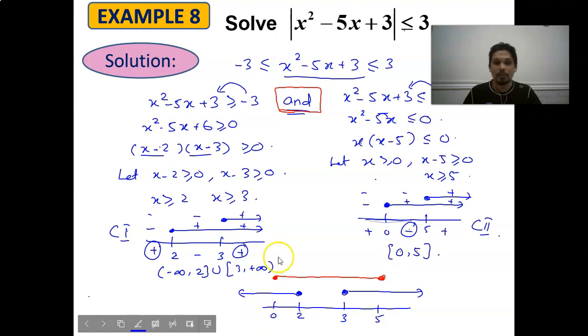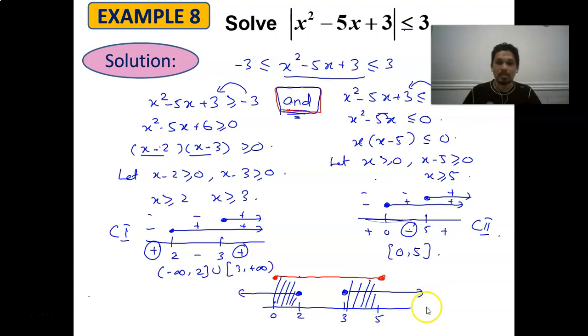Okay. So, with this term of "and", we're going to finalize our answer. And from this, we are going to find out where these two lines, red and blue, intersect each other. And of course, you can see clearly here now, it intersects here and here. So our final answer is from 0 until 2, union 3 until 5.